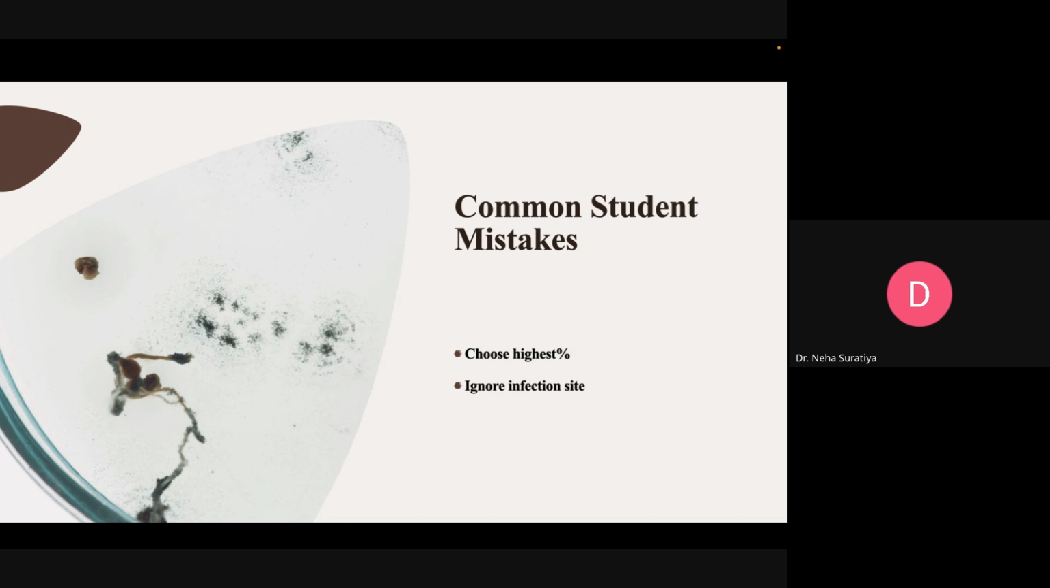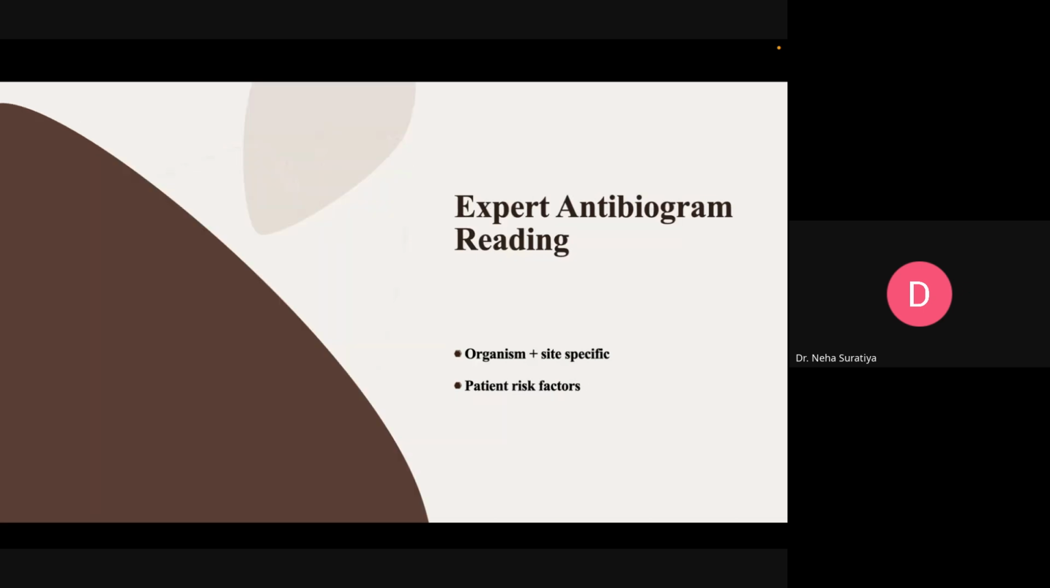Now you know all three factors, right? But how does an expert read an antibiogram? The expert considers what the organism exactly is, whether it is site specific or not. They check the infection site and the patient's risk factors, including renal function tests and liver function tests. They also check resistance trends and stewardship impact, guys. This is how you need to read an antibiogram like an expert. You need to correlate and connect all the things. The report alone cannot do anything, right?